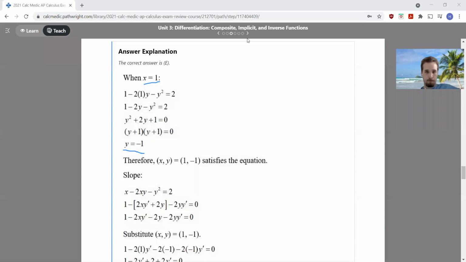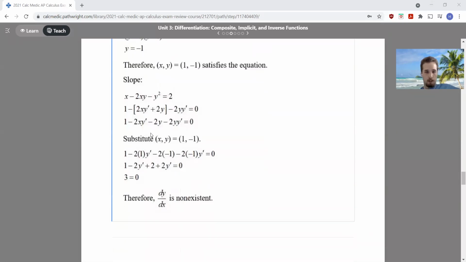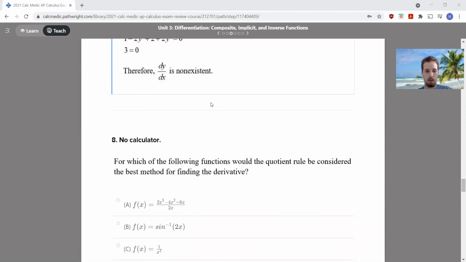That's how they basically follow the steps I did. Implicitly differentiate. And in this case, they didn't actually solve for dy/dx, but they ended up getting 3 equals 0, which is kind of the same thing as getting 3 over 0, which isn't true. So dy/dx is non-existent. Okay, so let's move on to the next one.